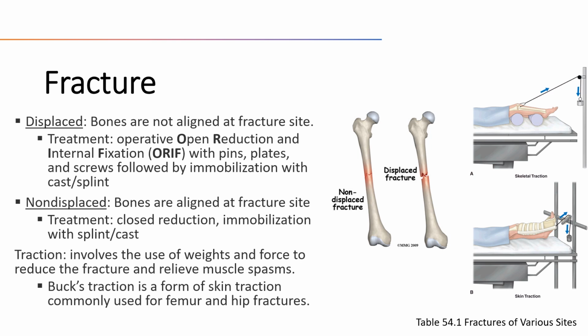Treatment is typically an ORIF, which is an operative open reduction internal fixation, and that's followed by immobilization with a cast and splint. Open reduction requires a surgical incision, and it enables the surgeon to accurately visualize the wound, and then they can ensure proper alignment. Internal fixation requires the use of plates, screws, rods, and or other hardware to realign the fractured bone segments.